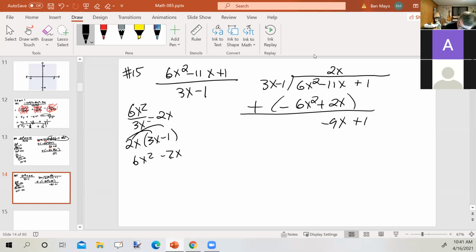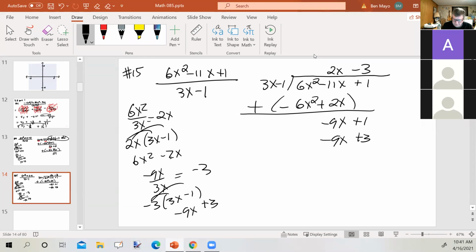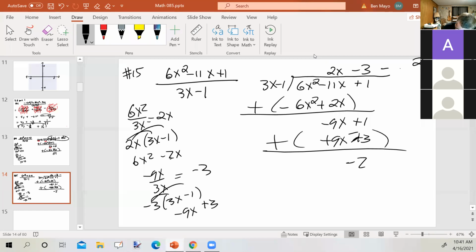Then we're going to take the leading term inside, negative 9x, divided by the leading term outside, 3x, which gives us a minus 3. Then we take negative 3 times 3x minus 1, which is negative 9x plus 3. Subtract that quantity from what's up above, change it to addition of the opposite, and we get 0x, and 1 plus negative 3 is negative 2. So the answer is 2x minus 3 minus 2 over 3x minus 1. Okay, and there's the answer. Any questions about that particular problem?